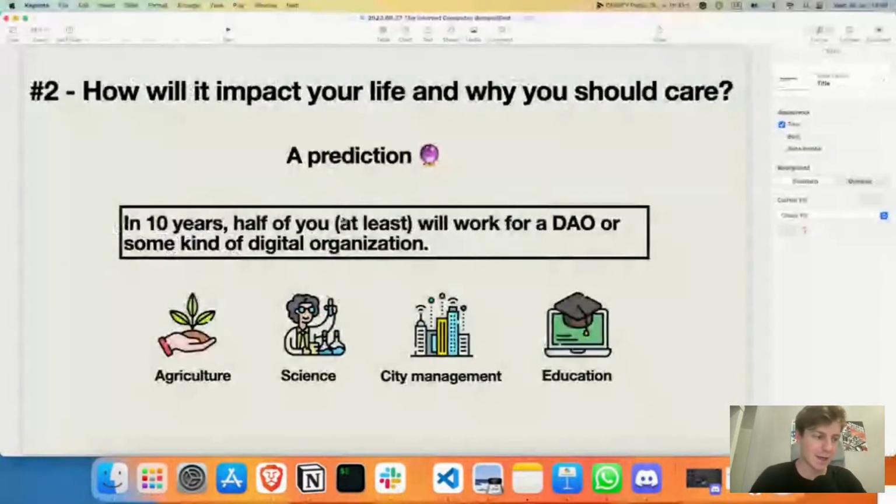Okay, second part, the most interesting one for me: how all of this will impact your life and why you should care about the IC. I would say that half of you watching this video, even 100%, because I think this crowd is probably more into the Web3 ecosystem and IC community, in 10 years, all of us will work for a DAO or some kind of digital organization. It could be around agriculture, science, city management, education, or anything else that already exists or will exist in the future. But what I mean by digital organization is that all the processes and all the business logic of the organization will be online, and probably for a huge part on the IC.